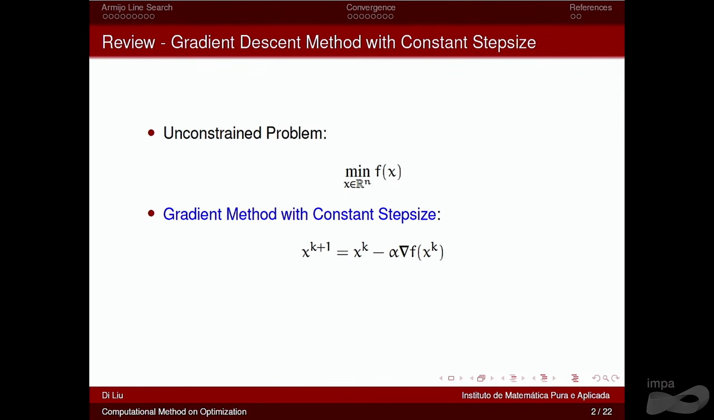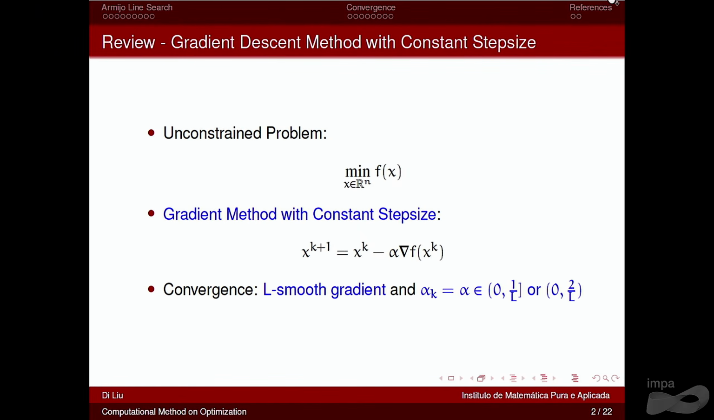The scheme is like this. If you have a point xk, you choose a direction which is the negative gradient, and then you choose a constant step size. Actually, this method is quite simple, because you do not need to change the step size in each iteration. And this method converges only when the objective function is L-smooth, which means your gradient is L-Lipschitz continuous. And we can choose the step size alpha k equal to alpha, which is greater than 0 and less than or equal to 1 over L.